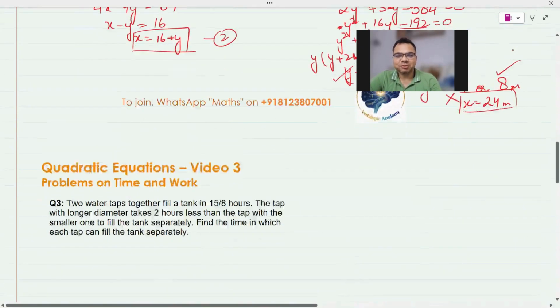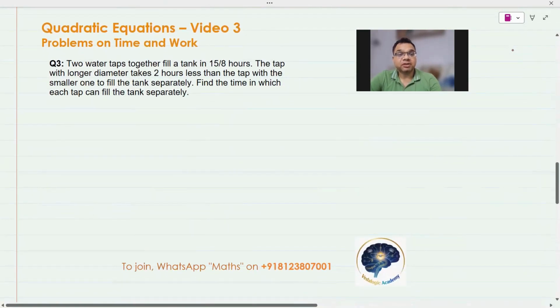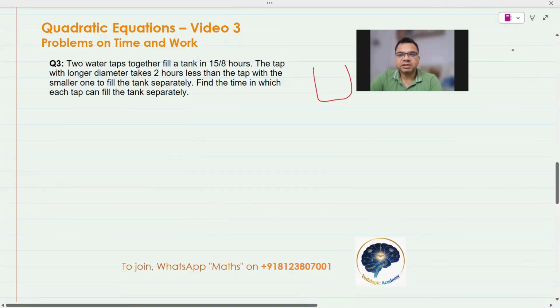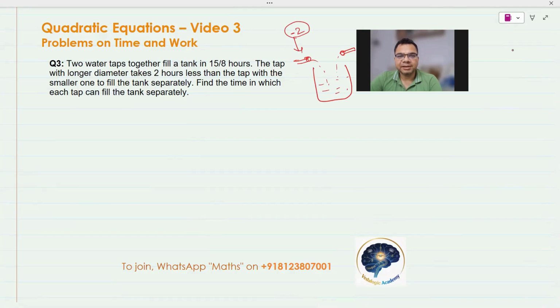Okay, let's move to the next question. Okay, so this is an interesting one. And you're going to see these kind of questions a lot, even in the competitive exams. So we have two water taps together filling a tank in 15 by 8 hours. So there is a tank which is getting water from two pipes. Okay, water is coming and it is getting filled. Now, the tap with longer diameter, let's say this one is longer diameter, it takes 2 hours less than the tap which is smaller one.